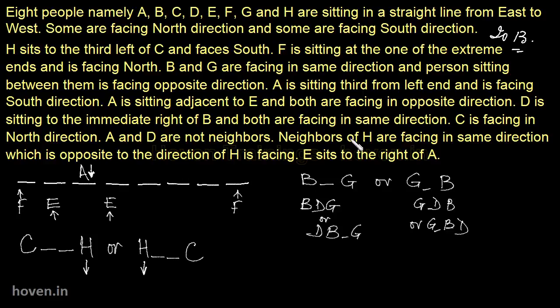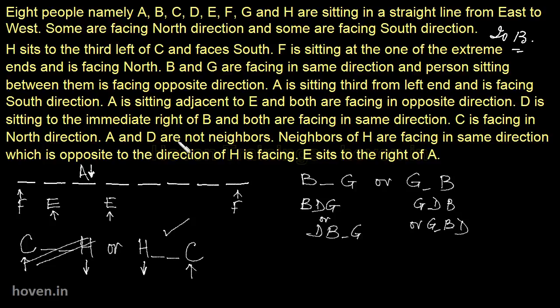Then he says C is facing in the north direction. Now this is something very interesting here. C is facing north, so we'll put an arrow upwards here and an arrow upwards here. We don't know which is correct, but we know that two spaces are there and the directions of C and H are known by this time. So we can move up and see what was said there. H sits to the third left of C. Third left of C means that this can't be, because this will make him to the right. So we'll cross it. So this is confirmed with us now.